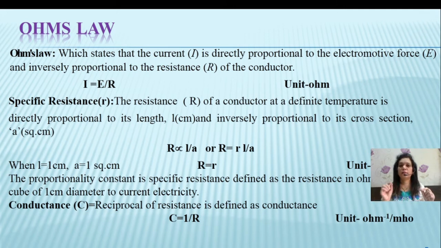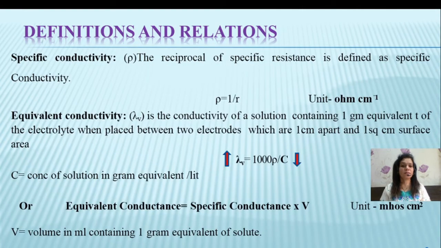The proportionality constant of this equation is small r, defined as specific resistance, whereas conductance is the reciprocal of resistance, C equal to 1 upon R. It is measured in the unit ohm inverse or mhos. Specific conductance, rho, is the reciprocal of specific resistance, that is rho equal to 1 upon r. So the unit is ohm inverse centimeter inverse.